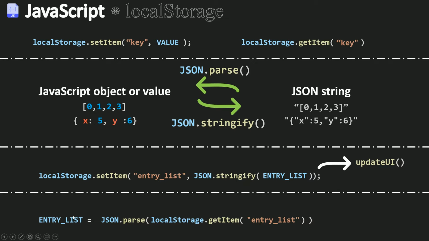Then we set this to our entry list, and then we need to update the UI so the data inside will take effect. Now the problem is, what if this is the first time the user is using this app, so there's nothing inside our local storage? In that case, this will return an error. To prevent that from happening, we are going to create our variable entry list. And here we're going to say, if there is data in our local storage, set it to our entry list, or if there is none, set the entry list as an empty array.